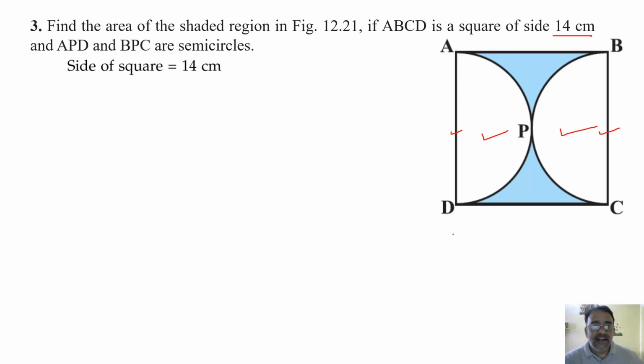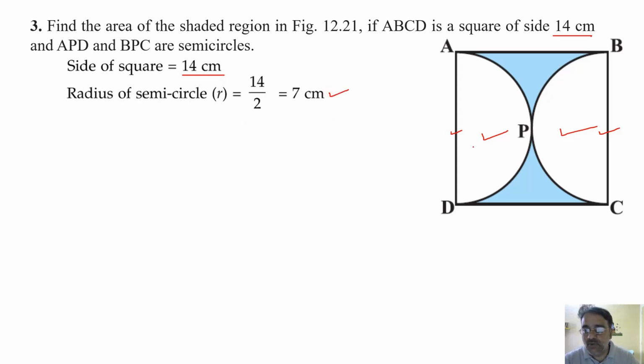Okay, so the side of the square is given as 14 centimeter, and that will be the diameter of the semicircle. So what will be the radius? 7 centimeters. Very good, 7 centimeter. So the area of the square will be side into side, that is 14 into 14, 196.